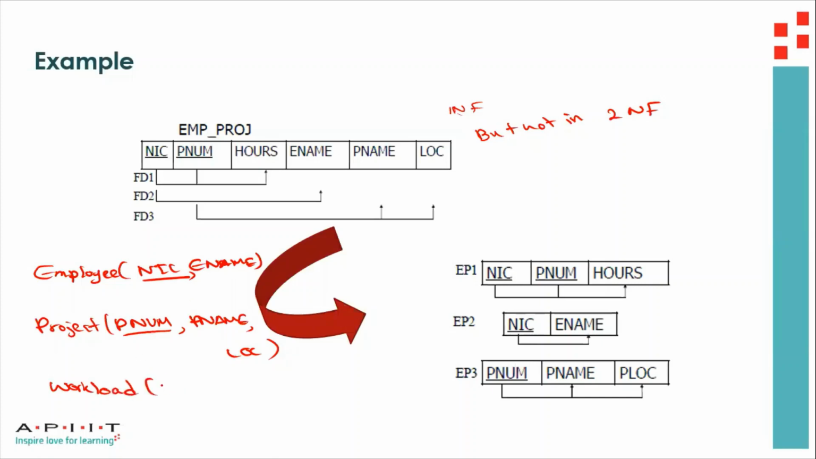For there we need to have who worked, that means we can identify it from the NIC. On which project, that means PNUM, and hours. So these two would be the primary keys, right? And these two are foreign keys as well, right? NIC comes from the employee relation, PNUM comes from the project relation, right? So now these are in the second normal form. Okay, so children, is it clear, right? If you want to check if a relation is in the second normal form, first thing is what?